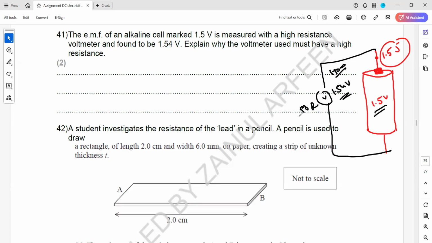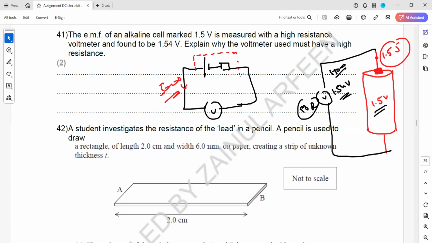When the voltmeter resistance is very high, no current will flow through this circuit. Because when a component has a very high resistance, there is no current in the circuit. If there is no current in the circuit, the current here will be approximately zero. So if the current is zero, there is no potential drop across the internal resistance, so this voltage will be zero. So all of the EMF of the battery, if the EMF of the battery is 1.54 volts, the voltmeter reading will also be 1.54 volts.